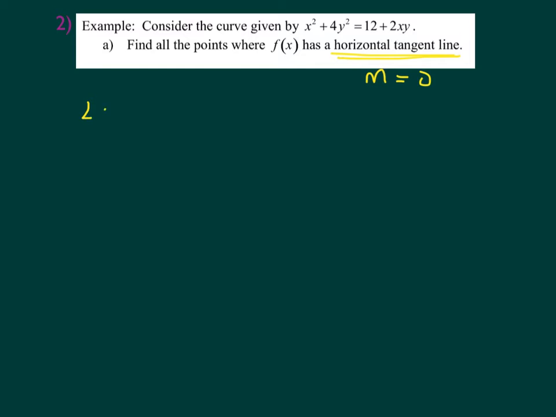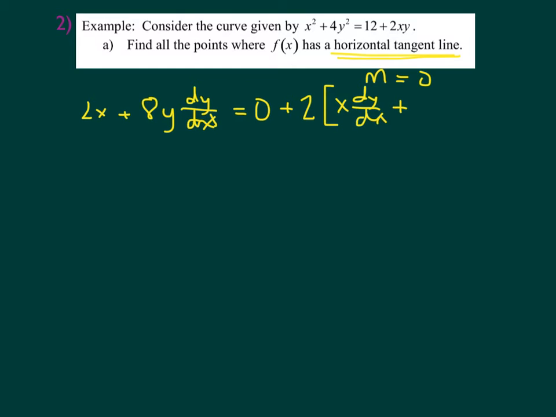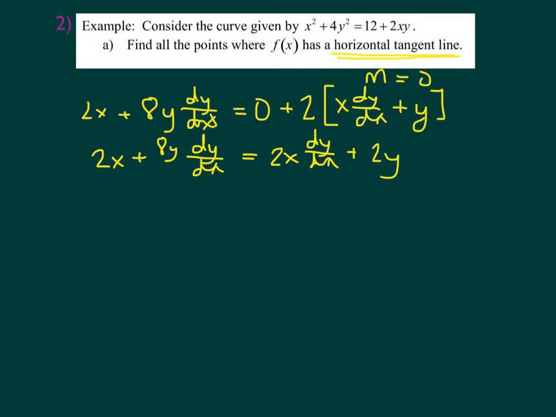So that would be 2x plus 8y dy dx is equal to 0 plus, okay, 2xy, I'm going to hold the 2, and I'm going to do the derivative of x times y, which would be x dy dx plus y times 1, which I don't need. All right, so let me clean this up here a little bit. So I have 2x plus 8y dy dx is equal to 2x dy dx plus 2y.